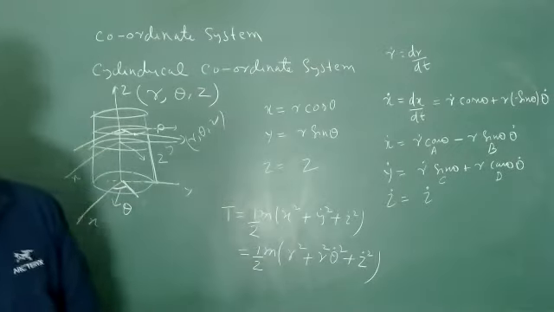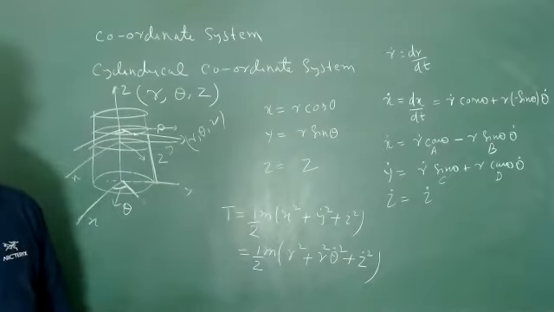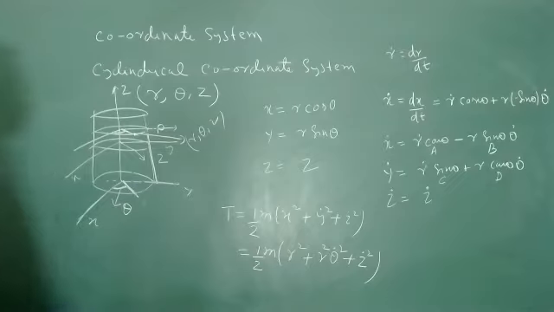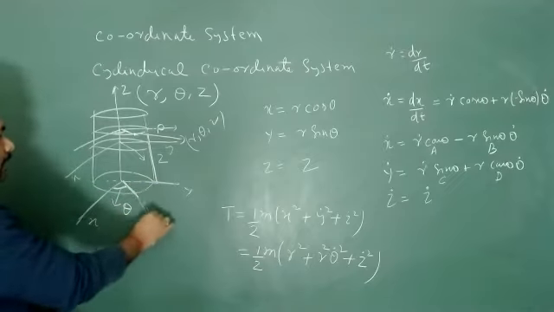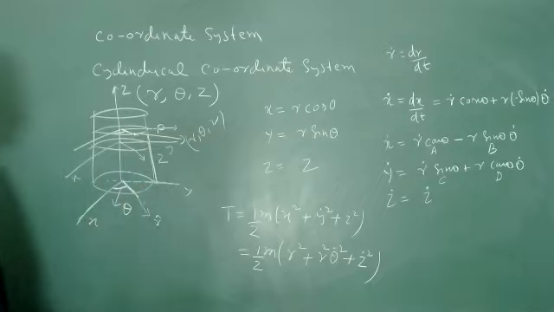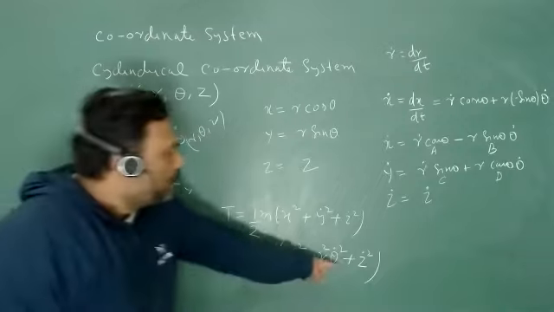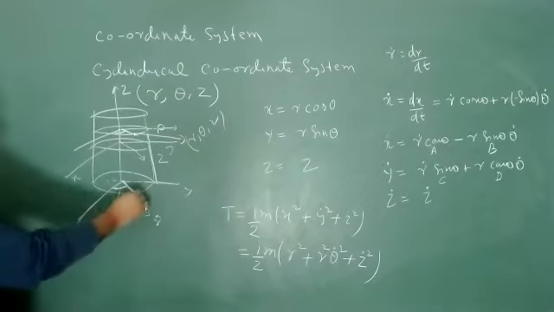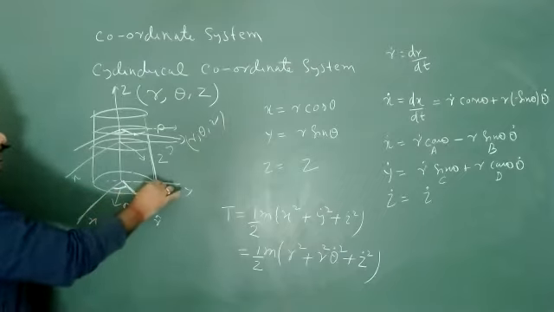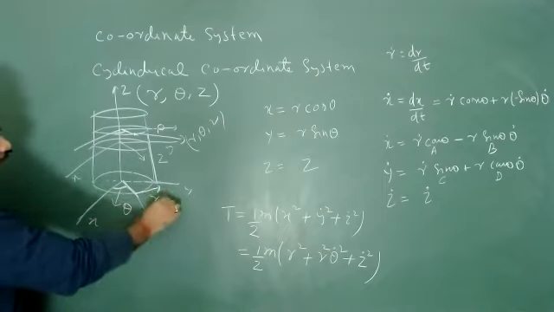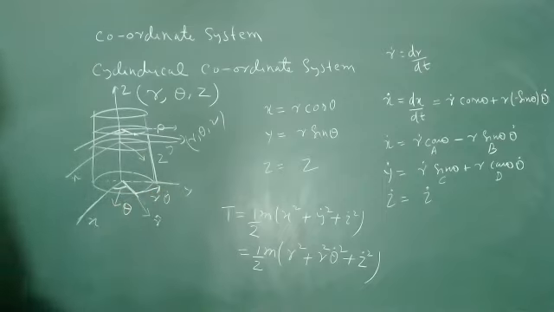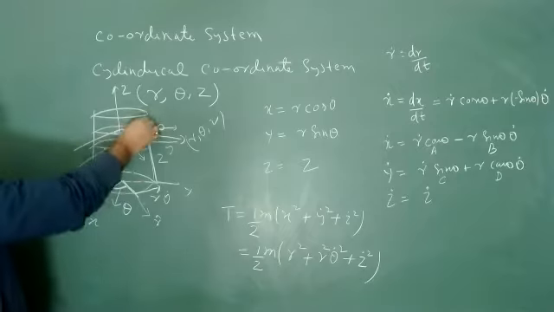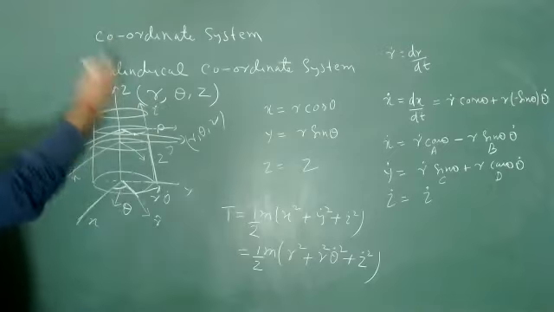Now look here. What is r dot actually? It is dr by dt, but in which direction? This is in the r cap direction, isn't it? And what is the direction of r theta dot? That is obviously in the tangential direction. Tangential velocity is r theta dot. And what is the direction of z dot? Z dot is obviously in this direction.